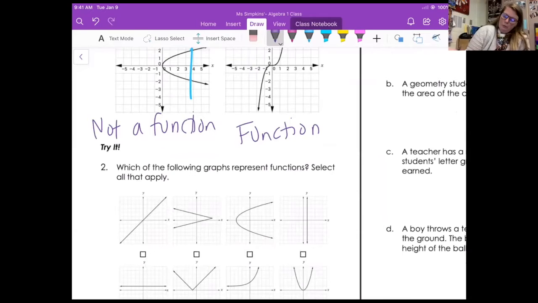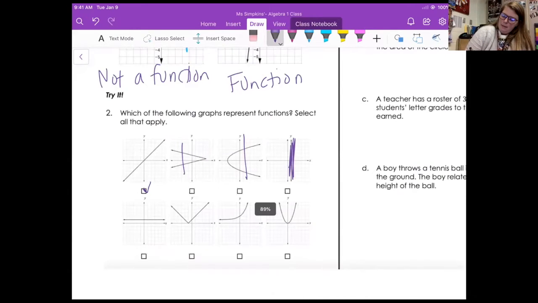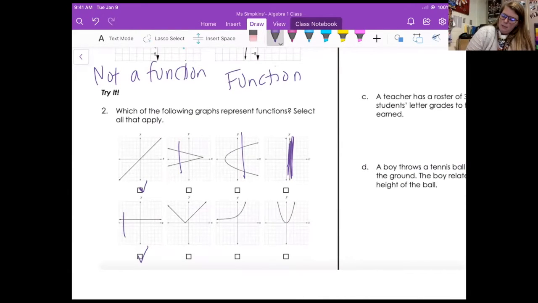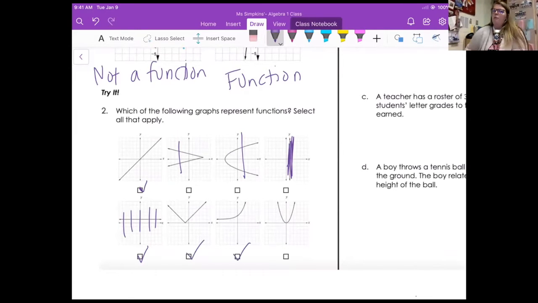For number two, the first one is a function. The second one is not because I touch it twice. The third one is not. Oh, no, I'm checking them. The third one is not. The fourth one we talked about, it's a vertical line. The fifth is, because I'm only touching once, the sixth, the seventh, and the eighth are all functions. So in the first row, only the first one, and the bottom row, all of them are functions.